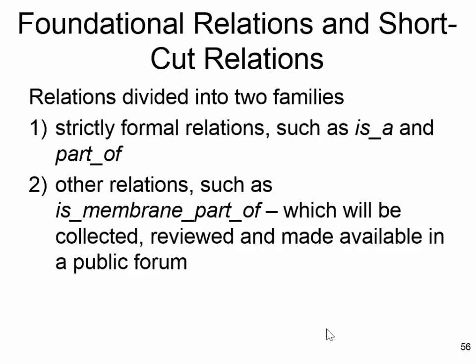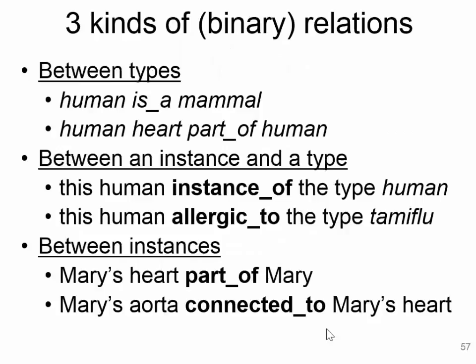Just looking at binary relations, the full story here would have to deal also with relations which are more than binary. We have, on the one hand, relations between types. Human is a mammal. Human heart, part of human. Then we have relations between instances and types. So the obvious example here is instance of, but there are other examples, such as allergic to, knows about. So I know about furniture. I know about tables. That means I know something about the universal table. And that's the relationship between me, an instance, and a universal. I guess somebody could love a universal.